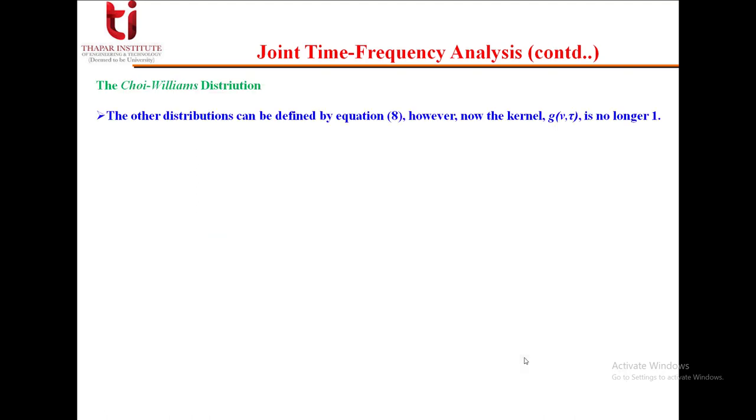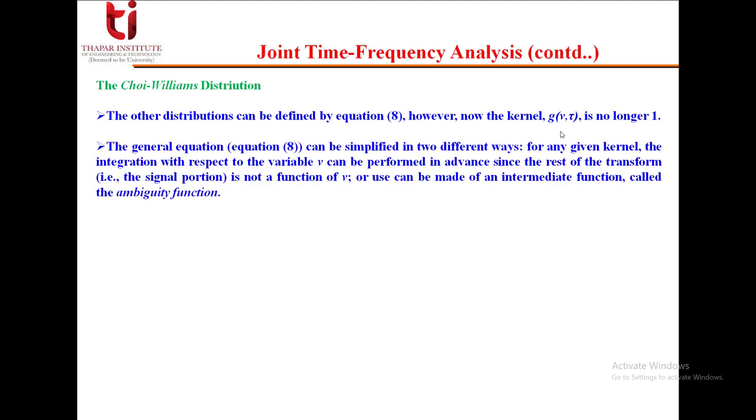Now we have the Choi-Williams distribution, that is another distribution in Cohen's class. In this case, the kernel g(v, tau) is no longer 1. So the general equation 8 we have seen for Cohen's class can now be simplified in different ways. For any given kernel, the integration with respect to the variable v can be performed in advance. And since the rest of the transform, that is the signal portion, is not a function of v, use can be made of an intermediate function, which we call the ambiguity function.